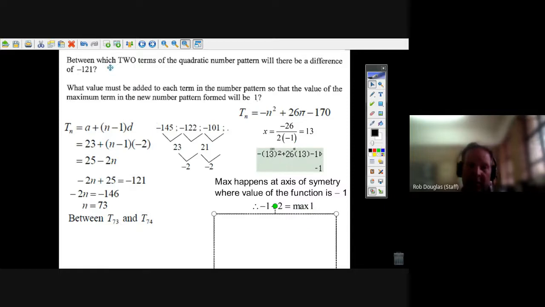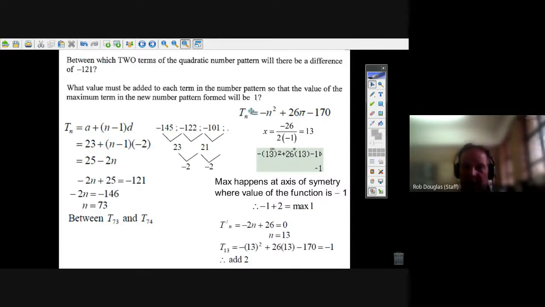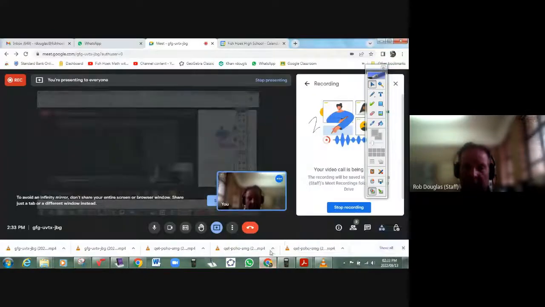Hey, there's another way of doing it. What you can do is pretend this is a parabola and take the derivative and then make the derivative 0, because maximums happen when the gradient is 0. So minus 2n plus 26, you just add 2n, divide by 2, and it's 13. Hey, we got the right answer. 13 makes a maximum of minus 1. What are we going to do to make the maximum 1? We're going to add 2. And that's it. That's how it works. And there you go. All done.